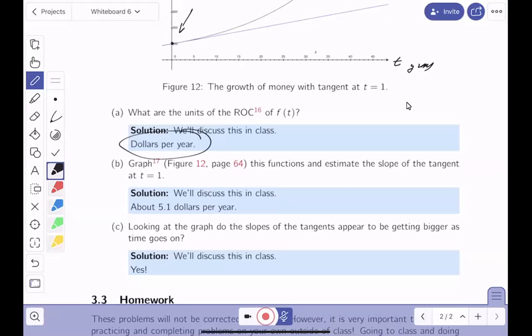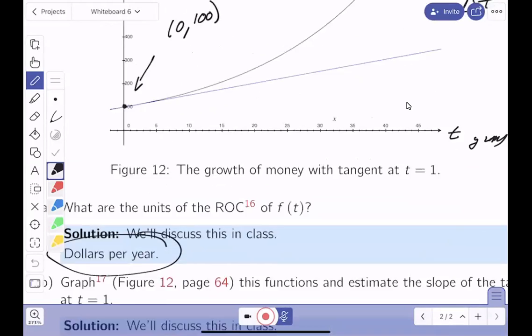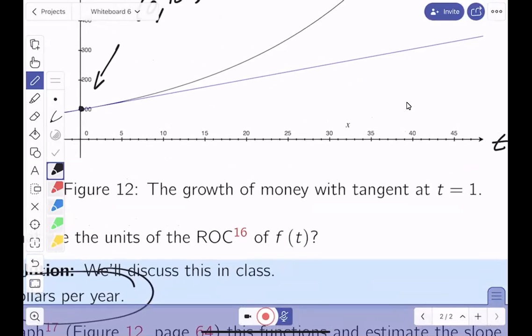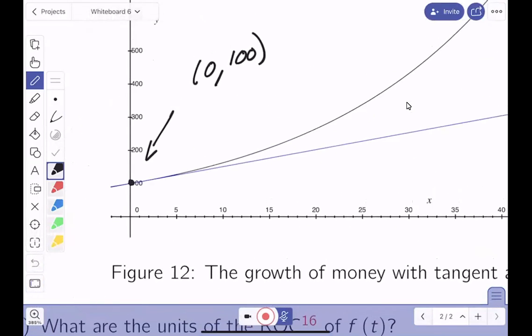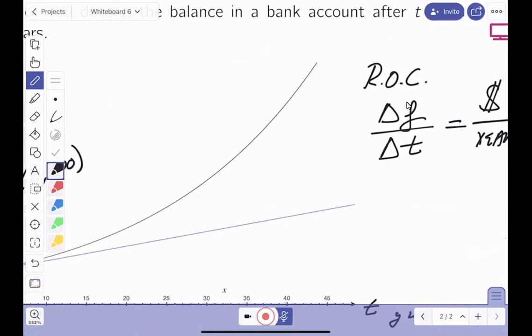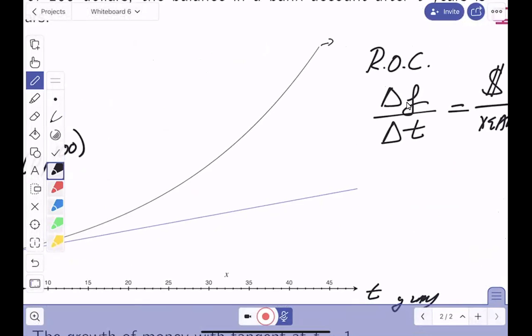All right, this is tough. Graph this function and estimate the slope of the tangent at t equals 1. Okay. Well, here's my problem over here. I graph the function. I'll tell you what the function is. This is the function graph. This is f of t.